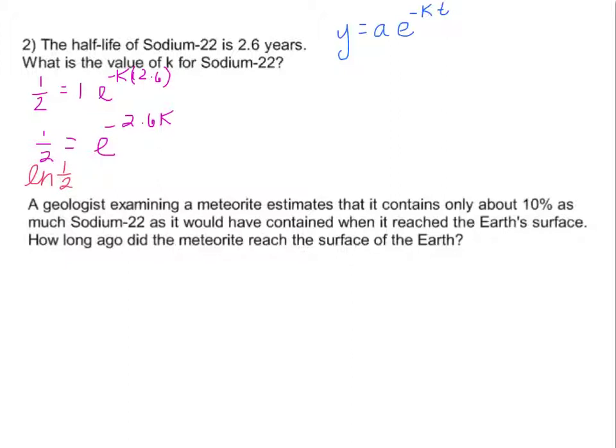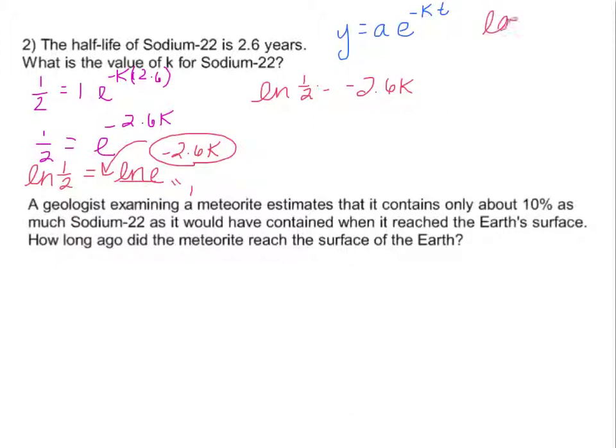So this would be the natural log of 1/2 equals the natural log of e to the negative 2.6k. That negative 2.6k, using our properties, goes out in front. So the natural log of 1/2 equals negative 2.6k, and the natural log of e is just equal to 1, because it's like log base e of e, so that would just equal 1. So times 1, we don't need to really write anything at the end of that.